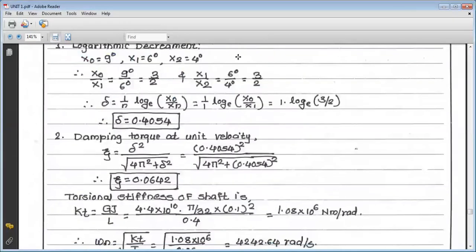So there is no square term. So this extra is there. So what is the value of zeta? Zeta is delta upon square root of 4 pi square plus delta square. So if we put that value, we get the value of zeta as 0.0642. Now we get zeta.